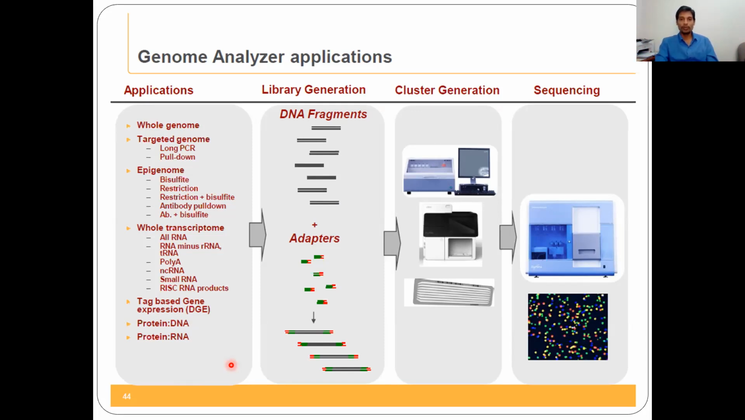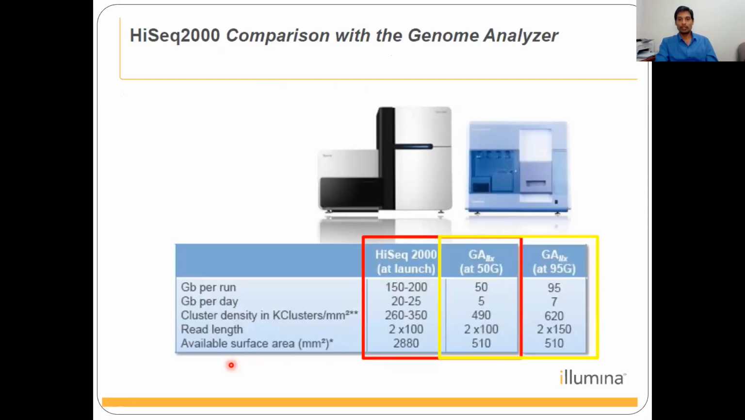For example, I'll explain that one. These are the different kinds of units from Illumina: HiSeq 2000, GA2X, there are so many. These are a few, and these show how many GB per run, how many GB per day, and the read length.